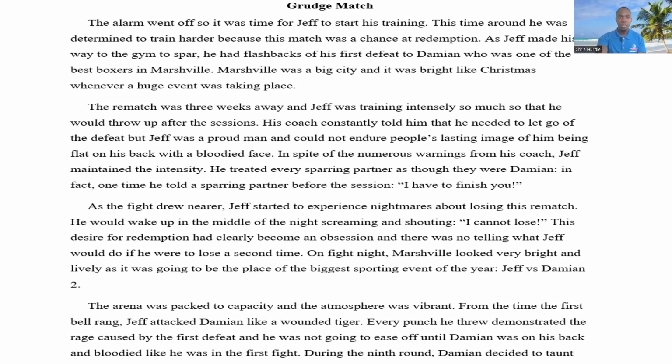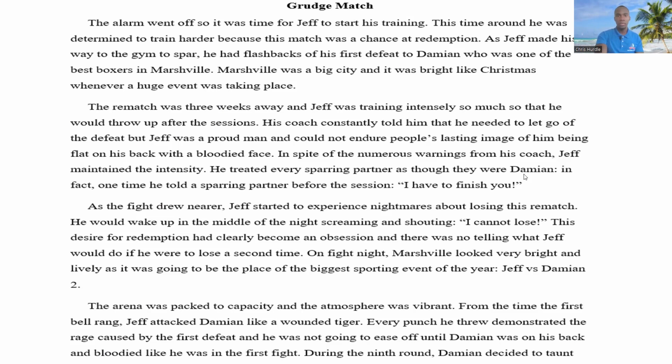So we see him in action. His goal is to avenge the defeat, so he's training intensely, so much so that he would throw up after these sessions. This man is training very, very intensely, even imagining that every sparring partner was Damien.